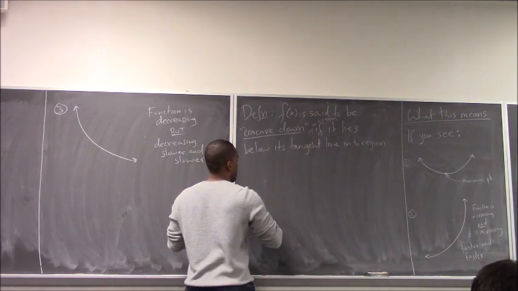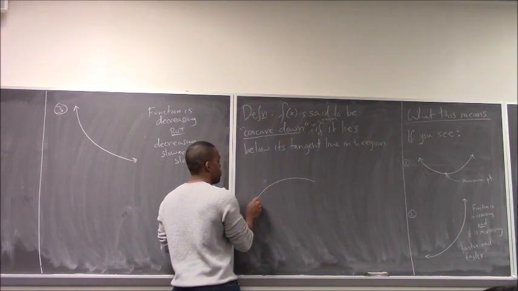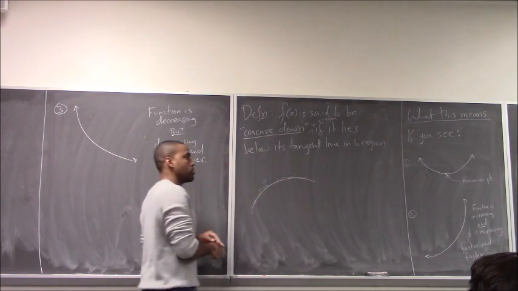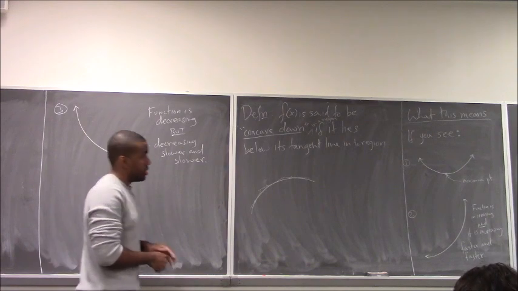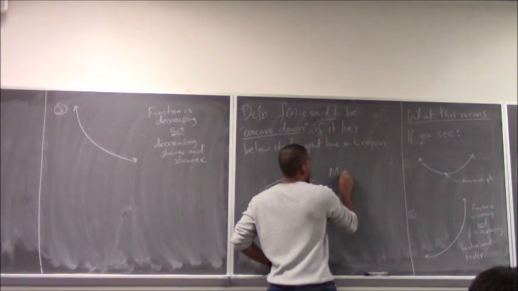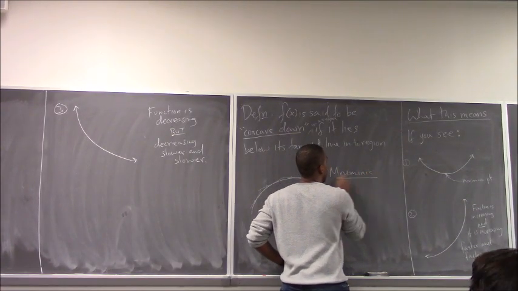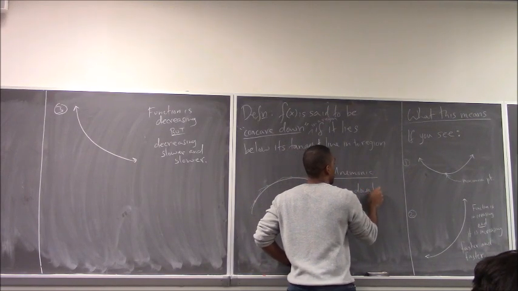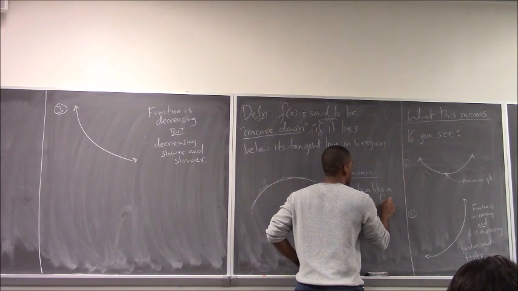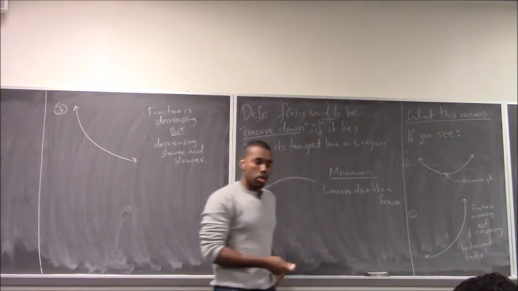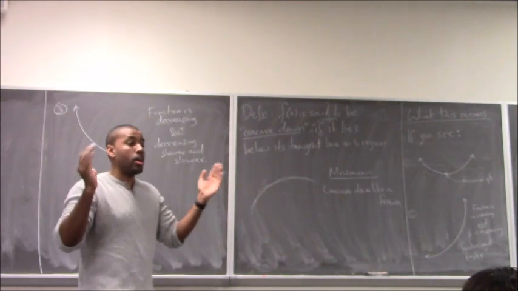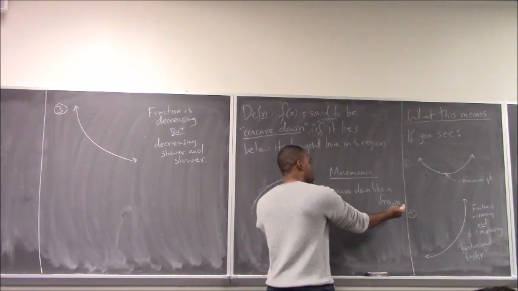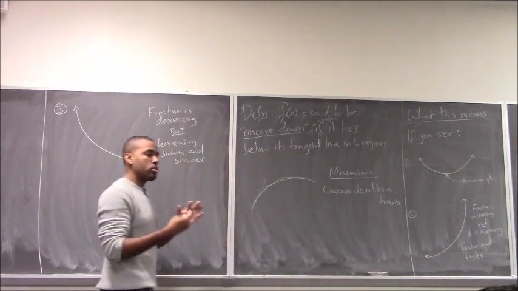So you end up with a curve that looks like this. At any given point, if you draw a tangent line, the tangent line will be above it, and the curve is actually below the tangent line. So that leads you to this mnemonic: concave down like a frown. So concave up like a cup, concave down like a frown. It's very important that you remember it. Think of it in that way. When you talk about concavity, think of it in terms of shape.